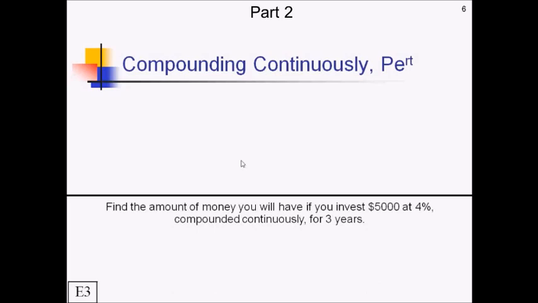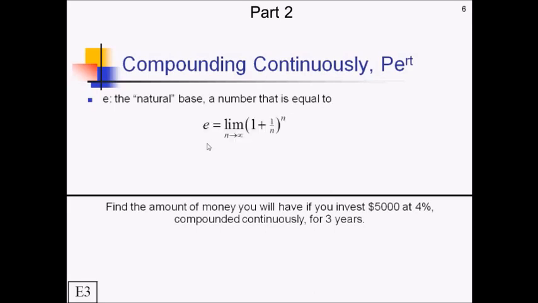Is that even possible? Before we can answer this question, we need to take a little bit of a detour up here. So I'm going to introduce a number to you now. I'm going to introduce to you the number E, which looks like a letter, but it's actually a constant. This is the natural base. It's a number that is equal to the following.